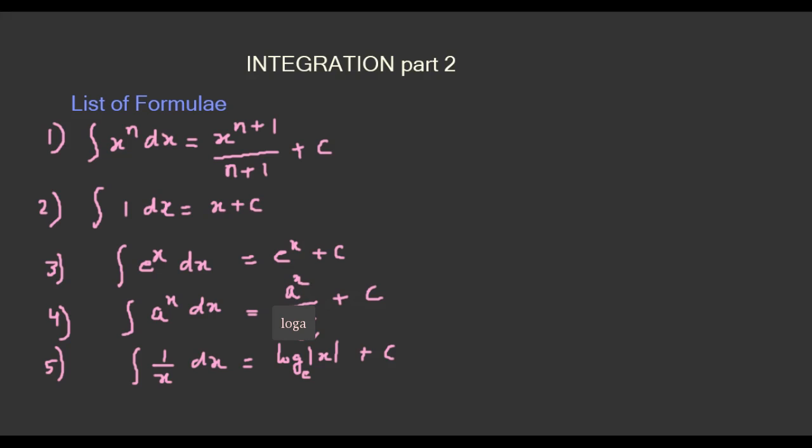Welcome to integration part 2. In integration part 1, we learned about these formulas: the integration of x raised to power n with respect to x is x raised to power n plus 1 upon n plus 1 plus c. Integration of 1 with respect to x is x plus c. Plus c is always there. So integration of 1 is basically x.